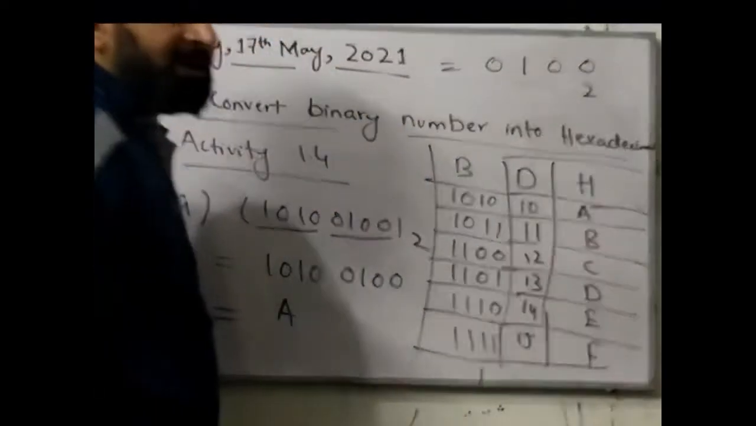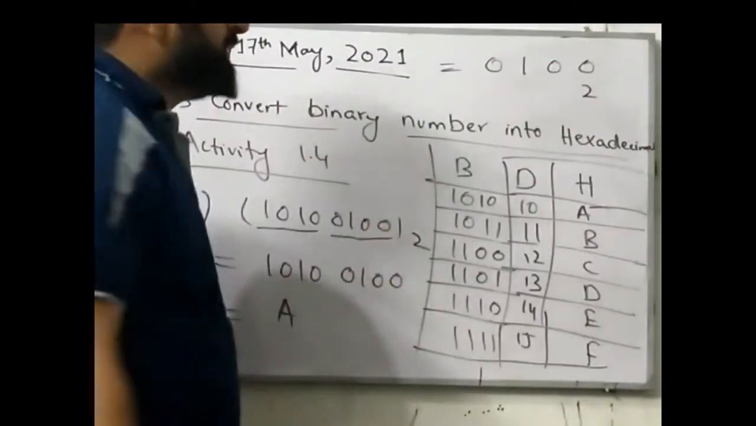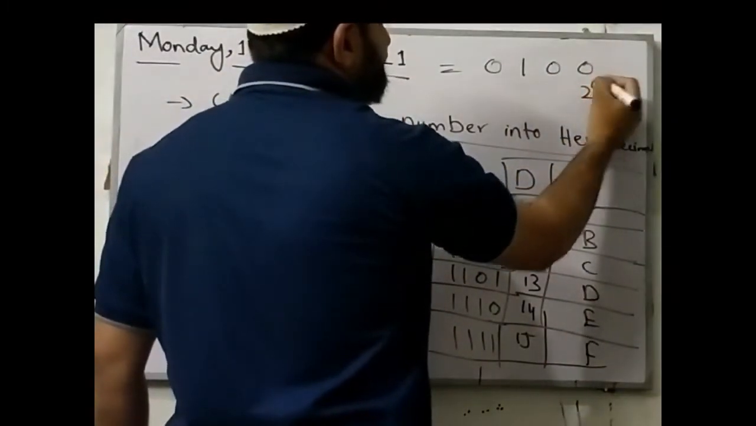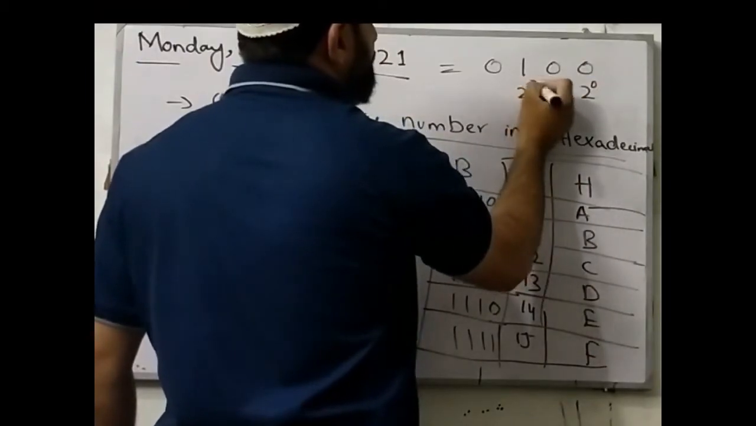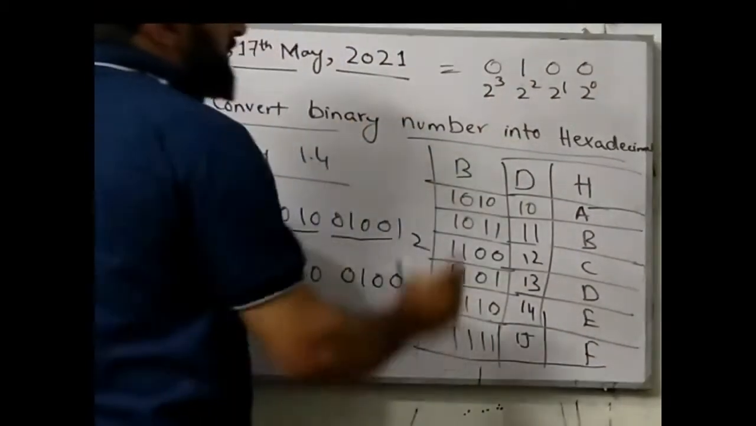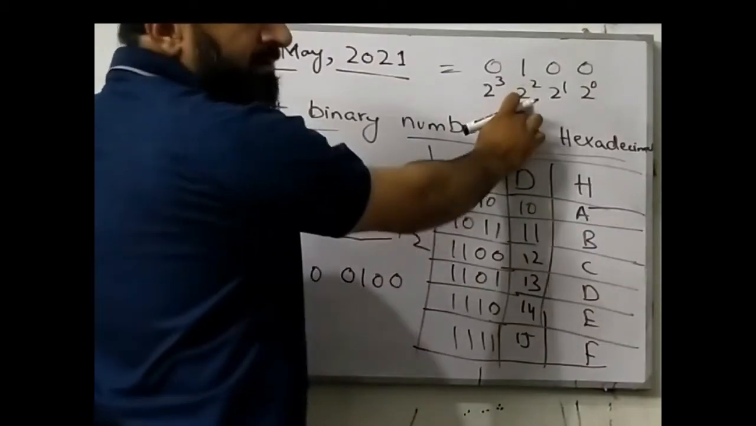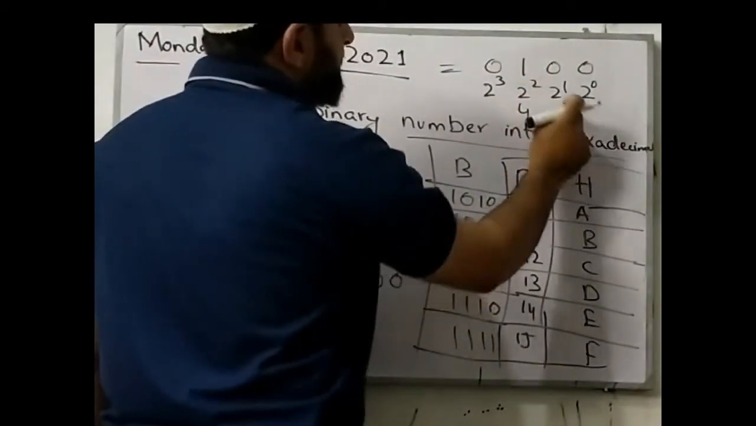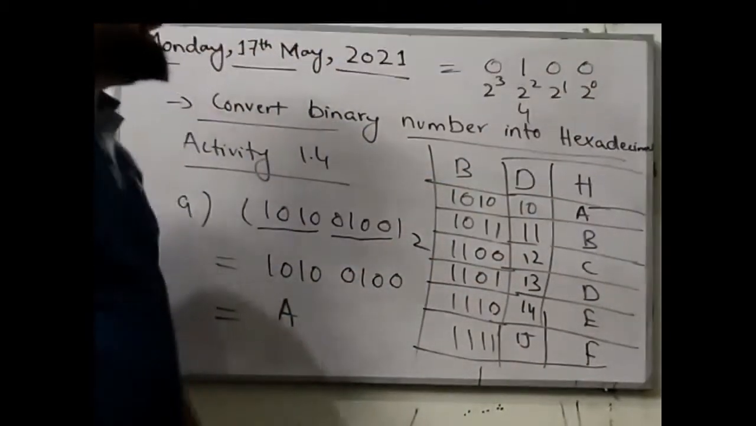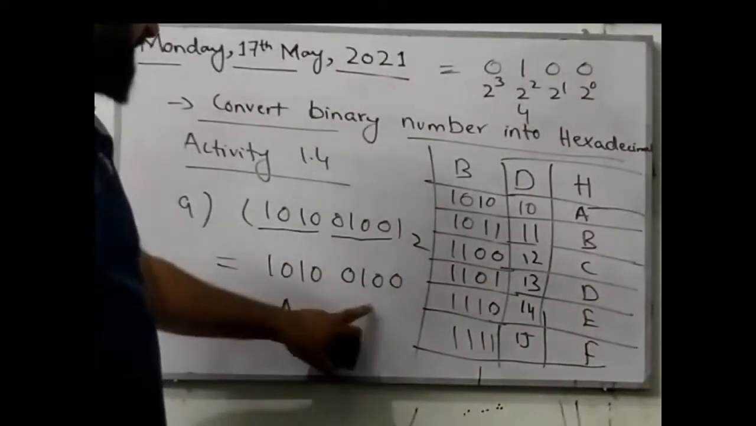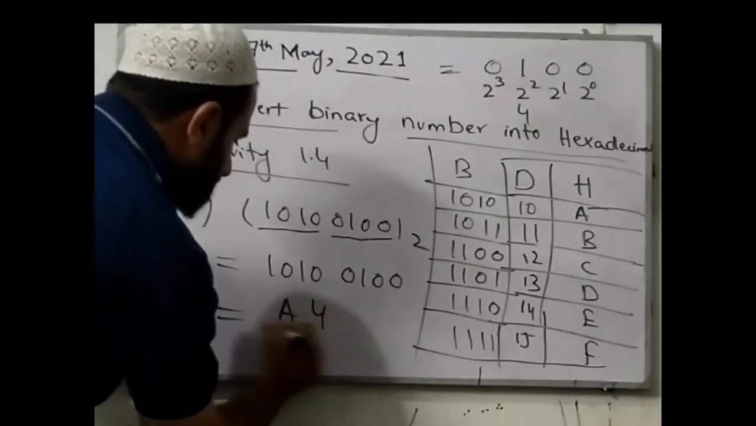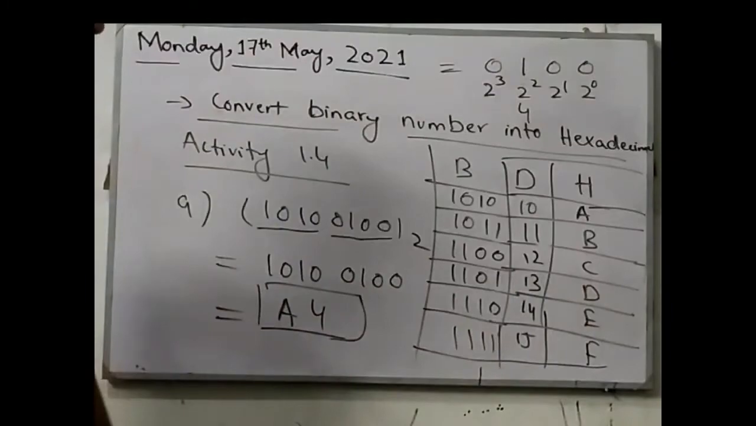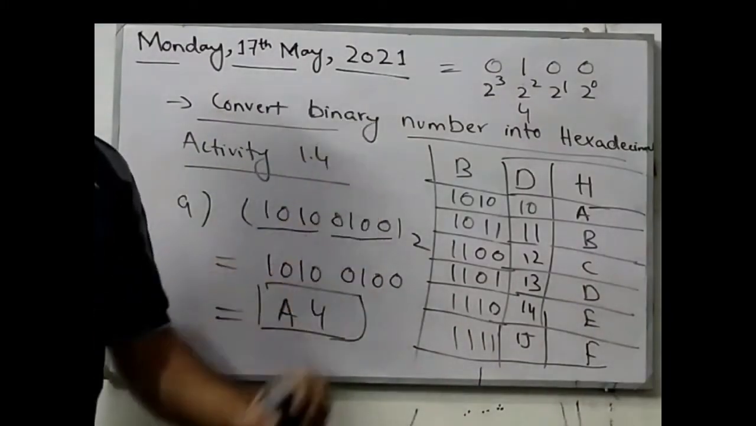To convert into Denary number, we need to multiply with base 2. With this power, 2 power 0, 2 power 1, 2 power 2 and 2 power 3. So 2 power 2 mean 4. 4 multiply 1 mean it will give you 4. Then 0 multiply with any digit will give you 0. So we got 4 here. Here is our hexadecimal number. That's how you can solve any question.